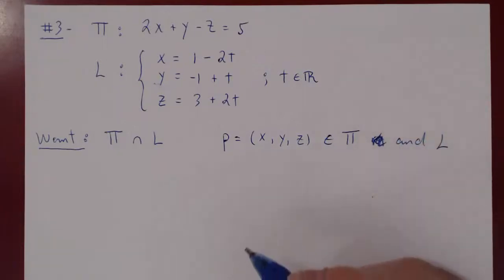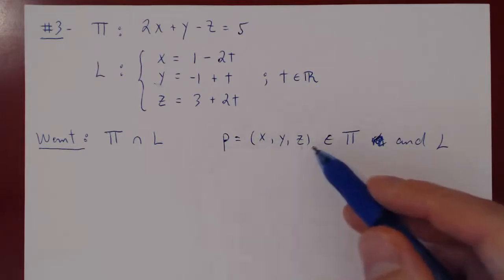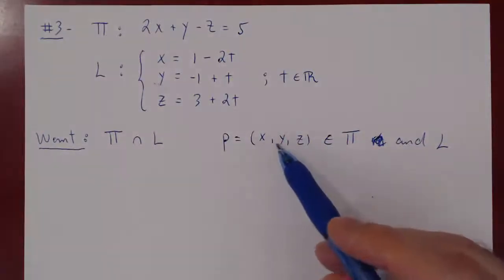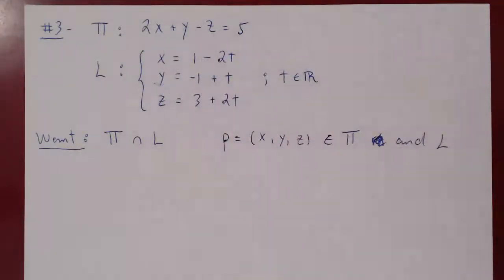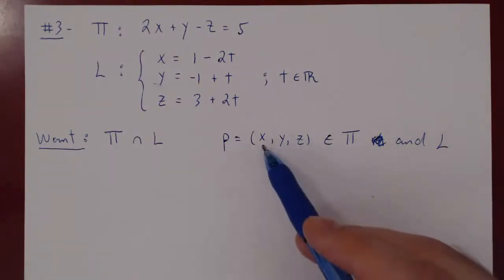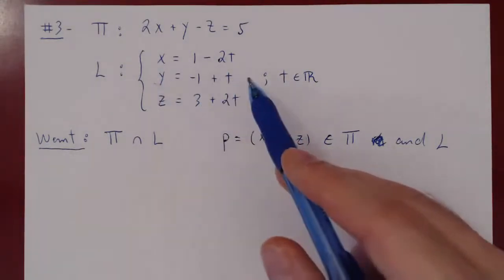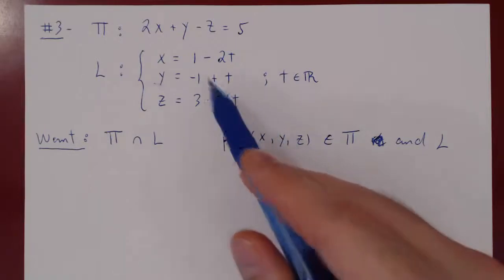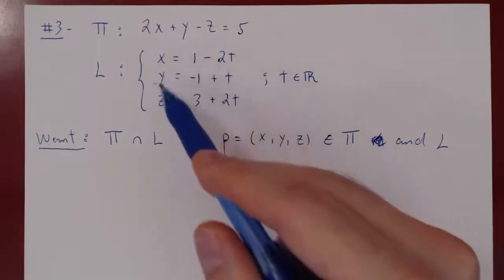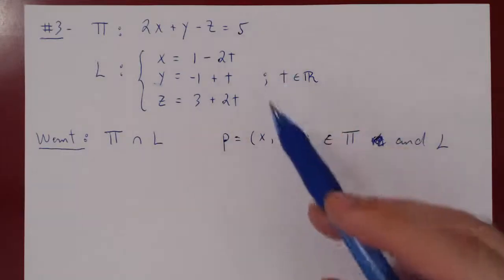So now think of it algebraically. A point lies on the plane if its coordinates x, y, z are a solution of the equation of the plane. But the point must also be a point on the line, so there has to be a value of t where x = 1 - 2t, y = -1 + t, z = 3 + 2t. So all of these three equations must be satisfied for some value of t, but x, y, and z must also simultaneously be a solution to this equation.